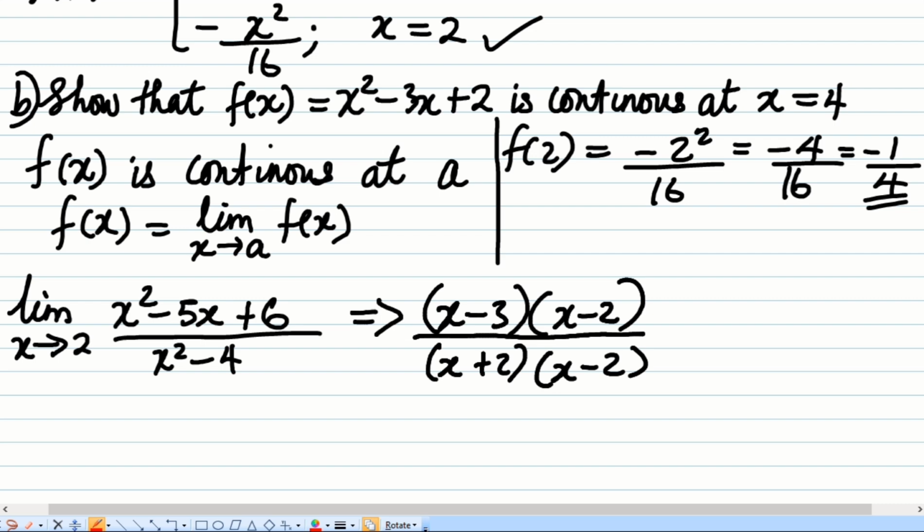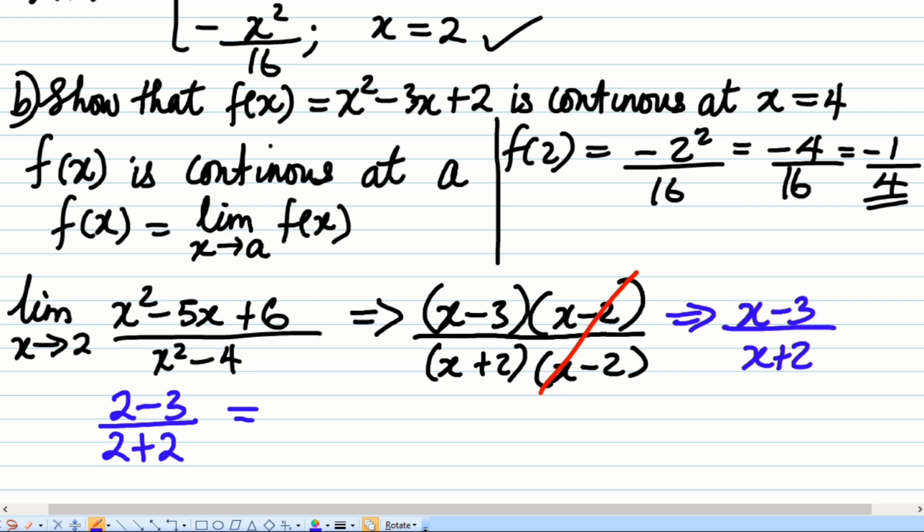Okay, now you see that we can clearly cancel s minus 2 because we have s minus 2 there. So we're going to have, I'm assuming everything is still on one line, s minus 3 over s plus 2. Now I can allow s to go to 2. If I allow s to go to 2, I'm going to have 2 minus 3 divided by 2 plus 2. 2 minus 3 is minus 1. 2 plus 2 is 4. And we have minus 1 over 4.